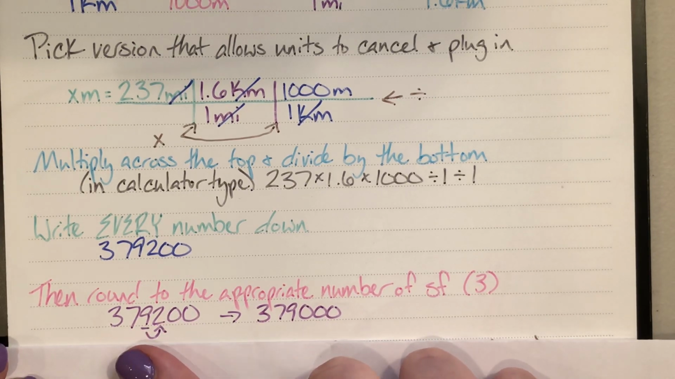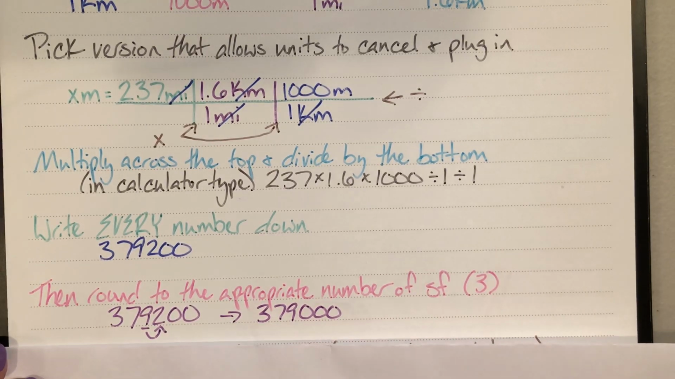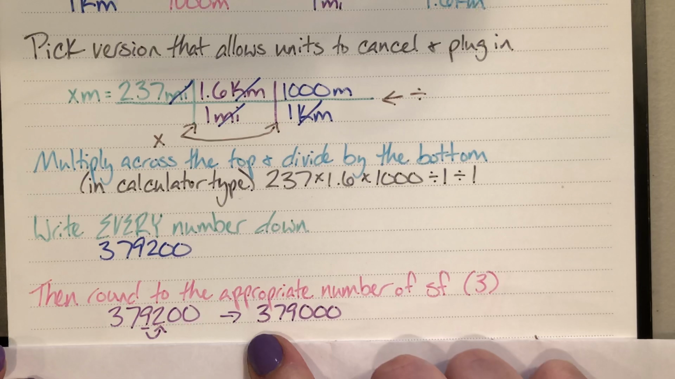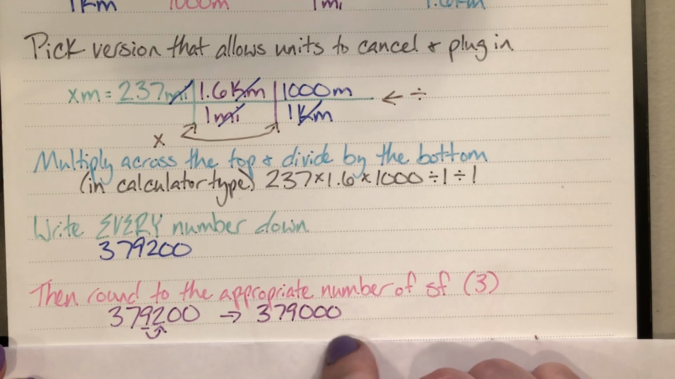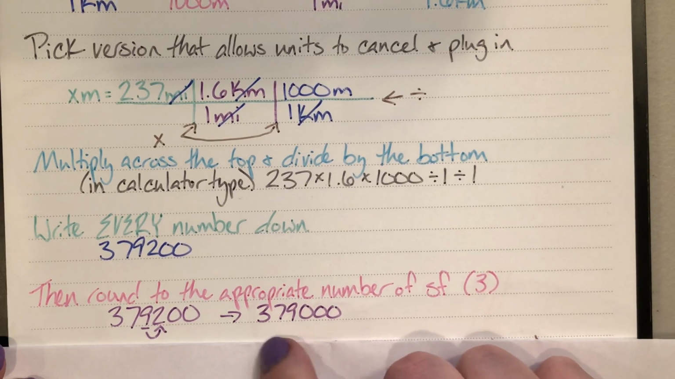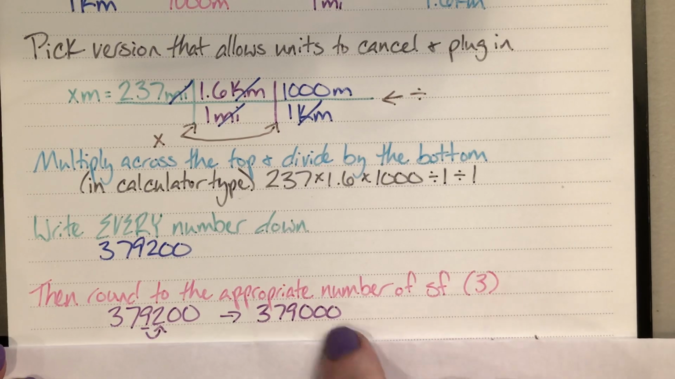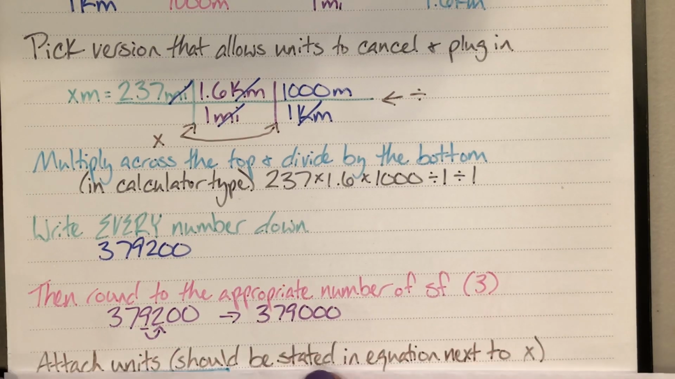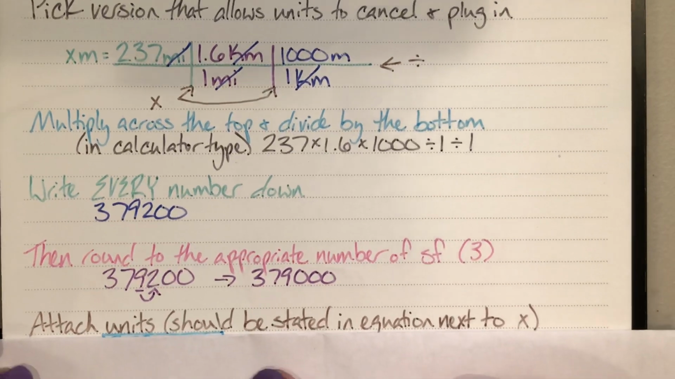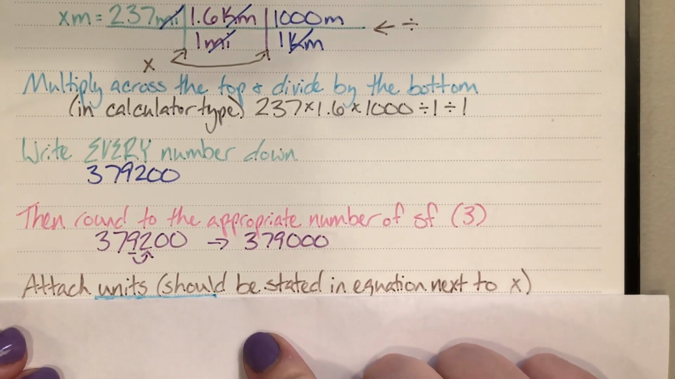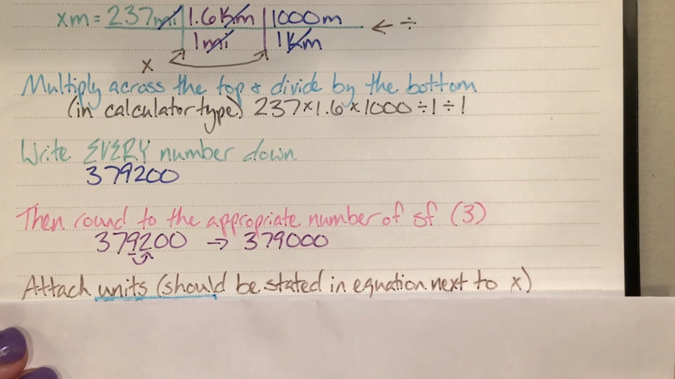So 379,200 is going to change into our final answer number of 379,000. This number is naked, however. I need to attach my units, and those units are going to make my number appropriate for public viewing.